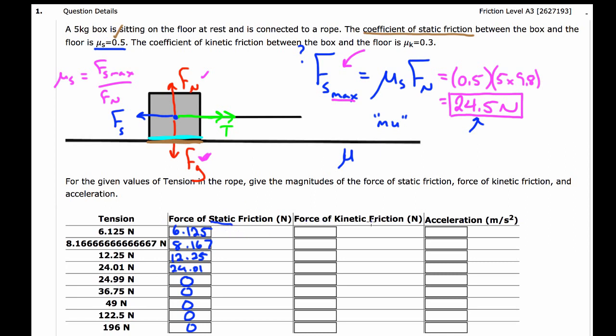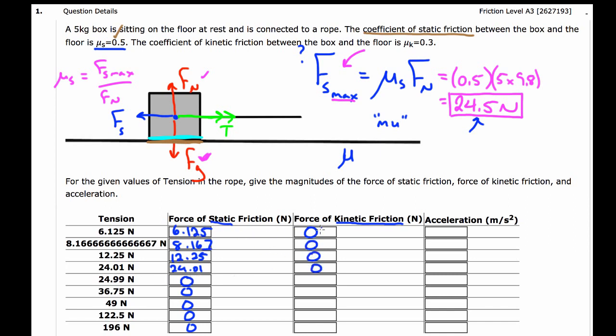How about the force of kinetic friction? Well, you will only have kinetic friction if the object is sliding. So static is when it's not sliding, it's gripping. Kinetic is when it is sliding. So if it's gripping, it's not sliding, there's no kinetic friction. Remember, you can only have one or the other.